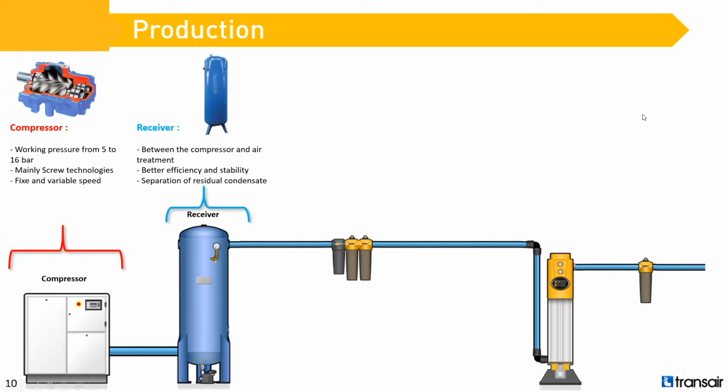Then we have the receiver. The receiver is usually between the compressor and the air treatment after it. The receiver is really important as it gives better efficiency and stability to the system.